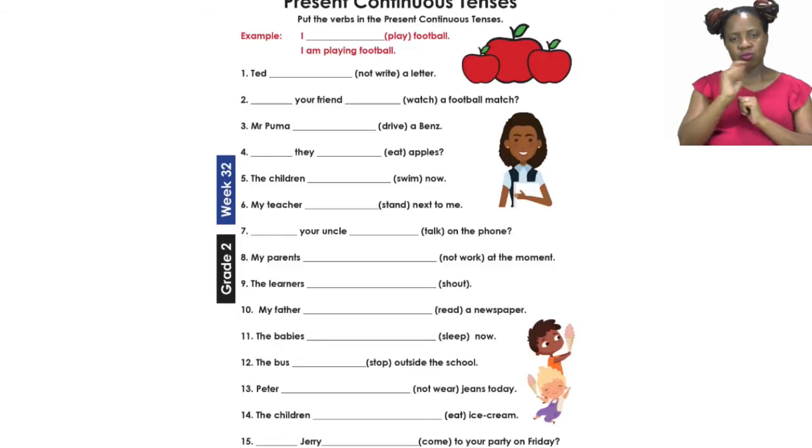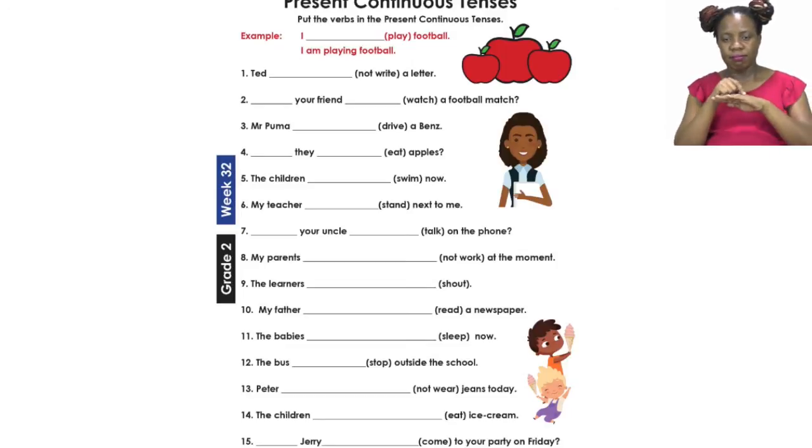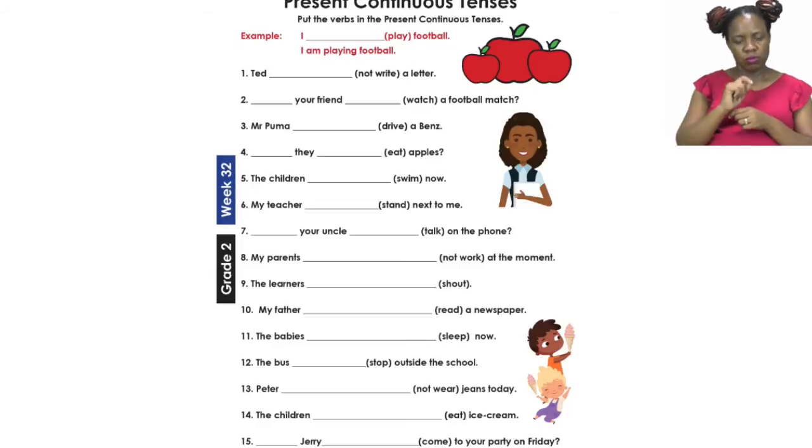Now let's quickly have a look at the example. Now you will see that the verbs in brackets you need to put in present continuous tense. Now in the examples it says I, and then the verb play is in brackets football. Now that means you need to change play to the present continuous tense. And then your sentence will read, I am playing football.